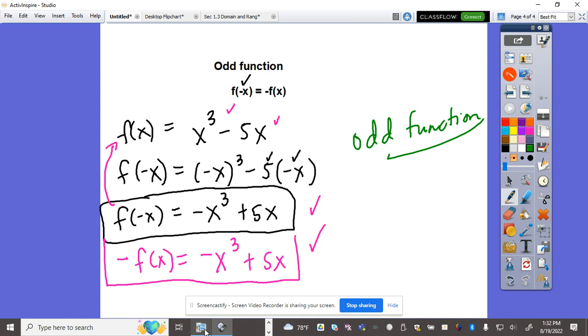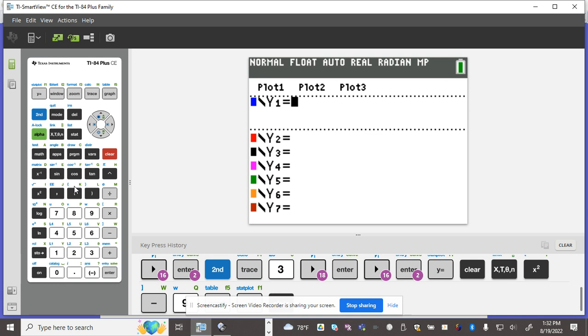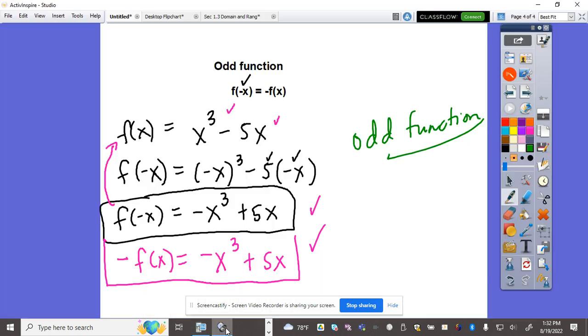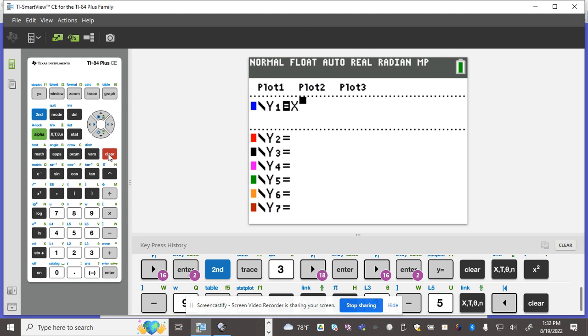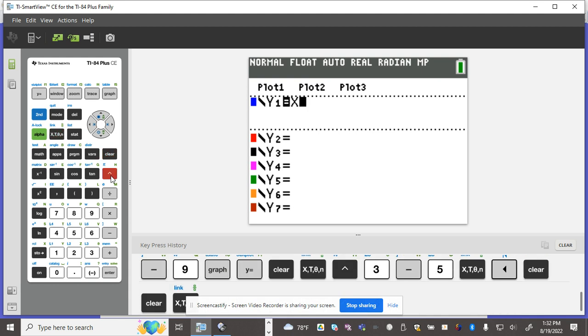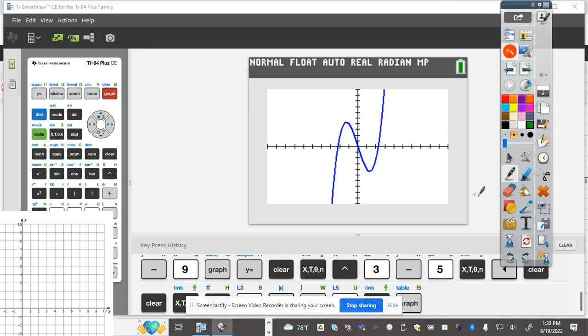And to show you using the calculator here, go to the y equals, clear that one. The question again, I forgot, is x cubed minus 5x. So x cubed, caret, minus 5. That's wrong. Clear it again one more time. X cubed, hit the right cursor, minus 5x. Graph it.